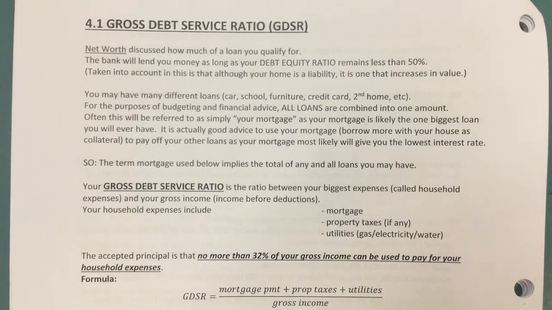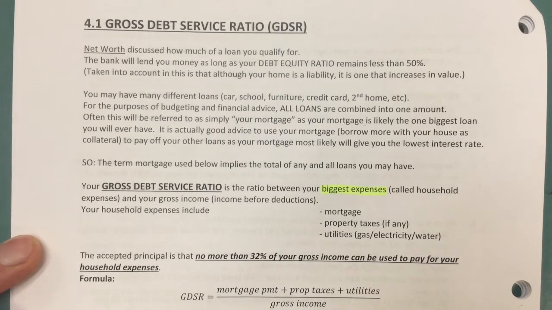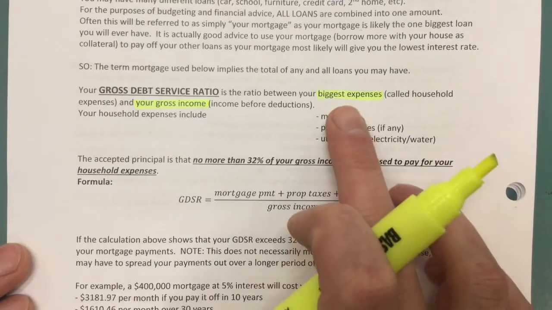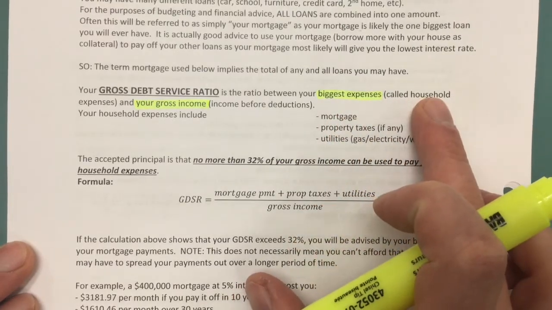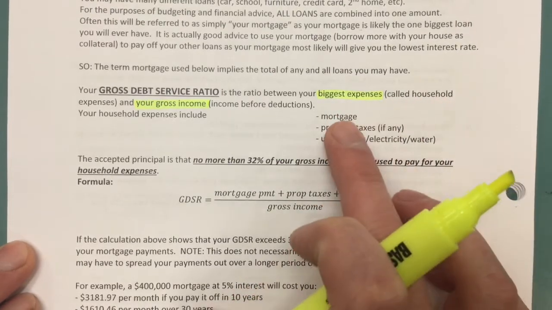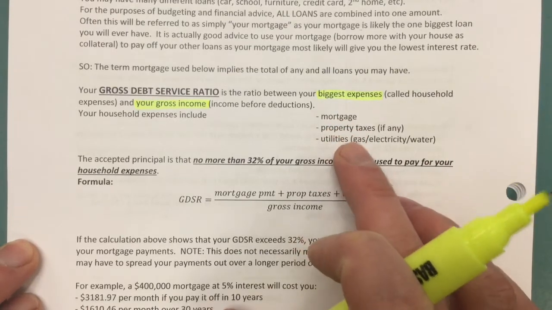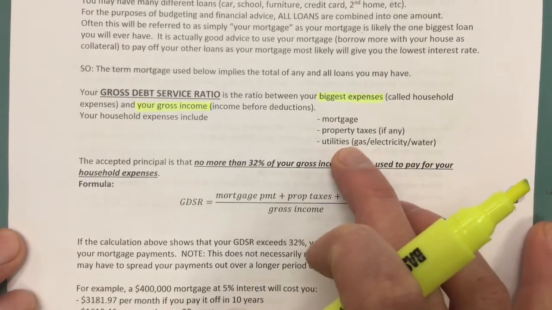We will look in this video at the gross debt service ratio, short GDSR, and that ratio is basically just the ratio between your biggest expenses and your gross income. Your biggest expenses are called household expenses as well, and they include the mortgage, property taxes, and utilities.